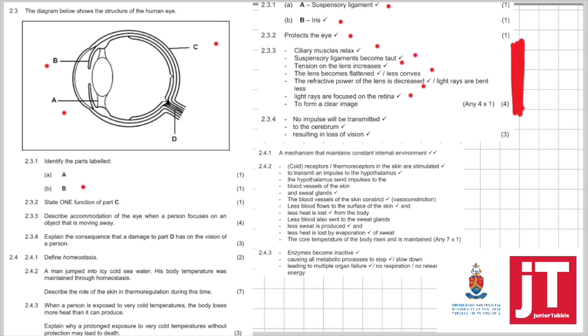2.3.4. Explain the consequence that a damage to part D has on the vision of a person. That's the optic nerve. If it's damaged, no impulse will be transmitted to the cerebrum and there will be no vision that will be interpreted. Right. 2.4.1. Define homeostasis. That's easy. It's a mechanism that maintains a constant internal environment.